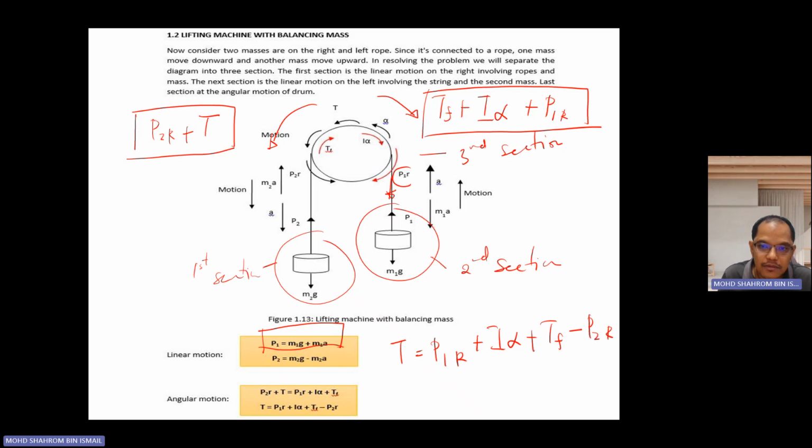So this is the basic of the lifting machine with the balancing mass. It is the fundamental for you to understand. We are still dealing with two types of equation: one is linear motion, another is angular motion. For the linear motion, we have two masses, so we want to derive two equations.